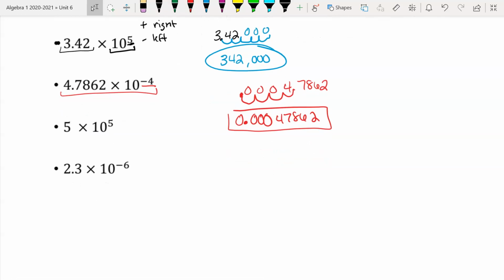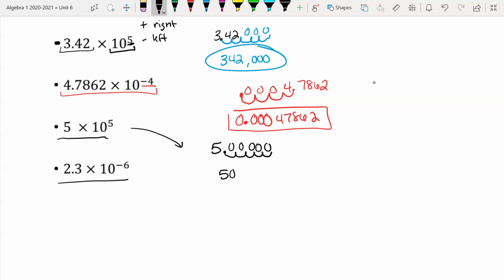I want you guys to try the next two. Think about where the decimal is on that first one. 5 times 10 to the 5th. Where's that decimal at within your coefficient? So again, pause it, try it. Times 10 to the 5th. Well, the decimal's right after the 5. So I'm going to move 5 to the right. 1, 2, 3, 4, 5. Add in my zeros. And then write out the standard form that we're used to.